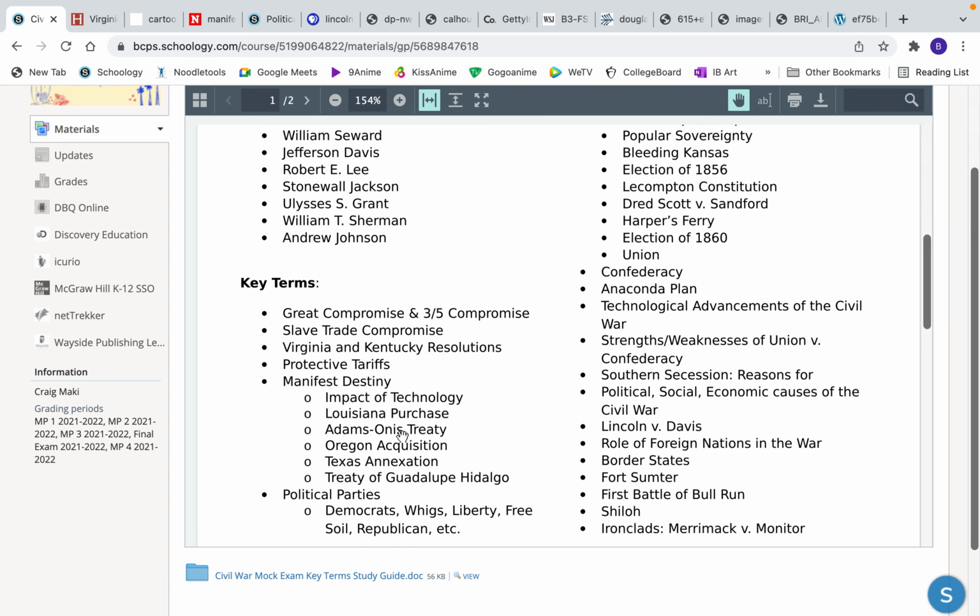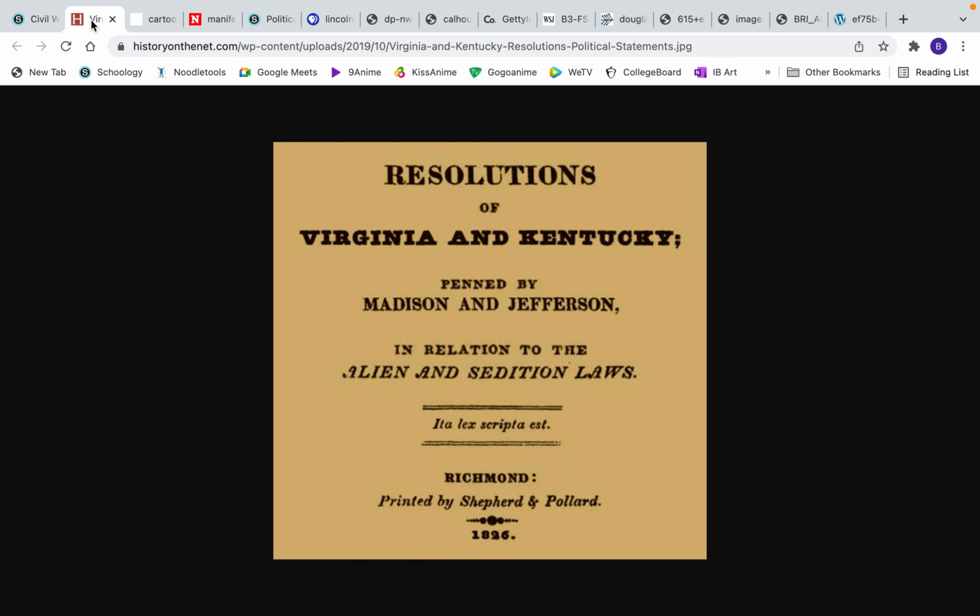So I did have a picture here for the Virginia and Kentucky resolutions, but I couldn't find them. I do, however, have the Alien and Sedition Acts, or as it says here, the Alien and Sedition Laws. So let's talk about that very briefly, yeah?